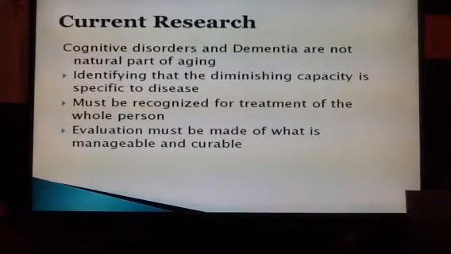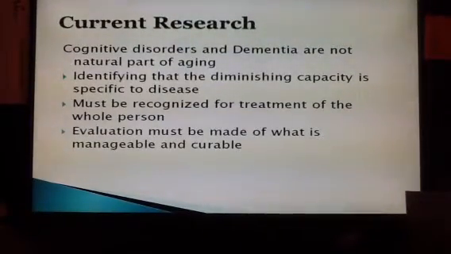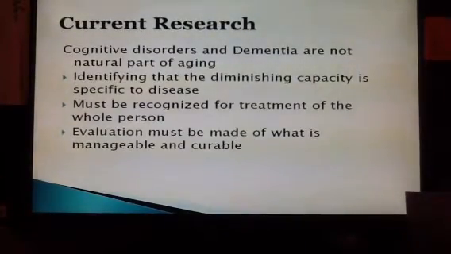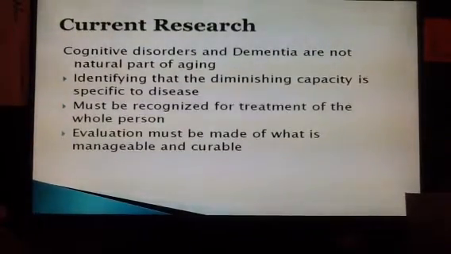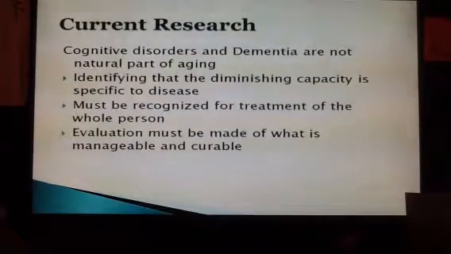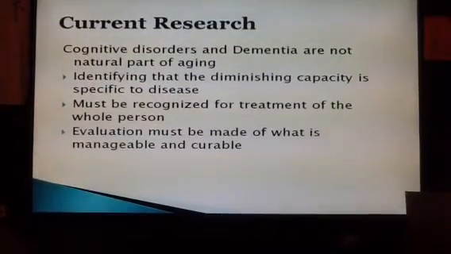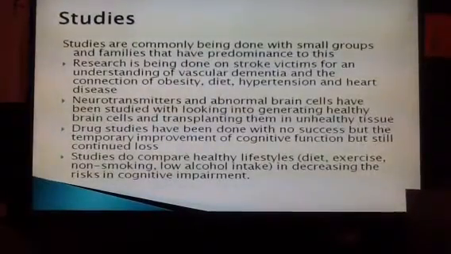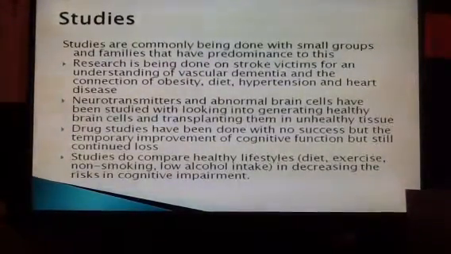Current research. Cognitive disorders and dementia are not a natural part of aging. Identifying that the diminishing capacity is specific to disease must be recognized for treatment of the whole person. Evaluation must be made of what is manageable and curable. Studies are commonly being done with small groups and families that have a predominance of these.